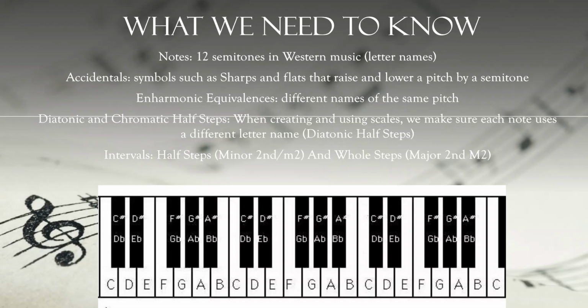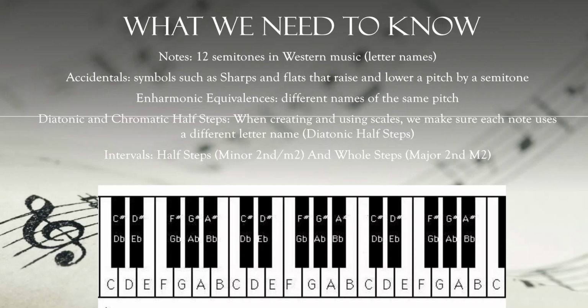Diatonic and chromatic half steps. Whenever we use major scales and scales in general, we make sure that each note we use is of a different letter name, also known as diatonic half steps. That is one of the reasons why we have enharmonic equivalences, because scales will always start on different notes, and because we need the tones of each degree in the scale to be a different letter name, we have to conform by using the enharmonic equivalences.